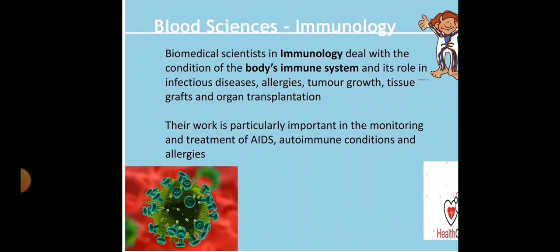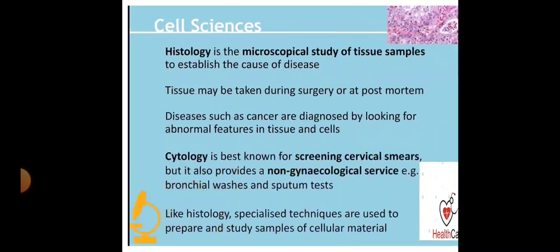Now, blood sciences in immunology. Biomedical scientists in immunology deal with the conditions of the body's immune system and its role in infectious diseases, allergy, tumor growth, tissue grafts, and organ transplantation. Their work is particularly important in the monitoring and treatment of AIDS, autoimmune conditions, and allergies.